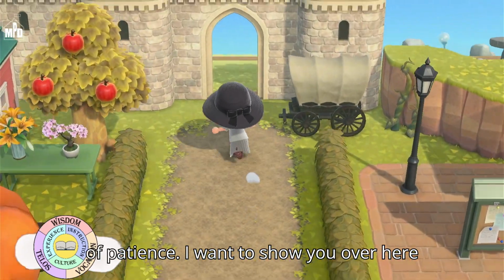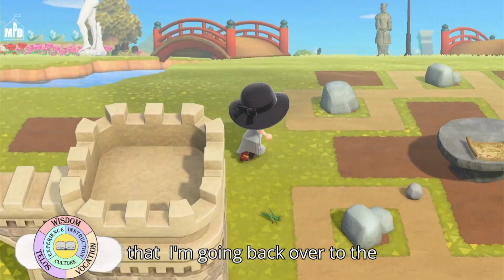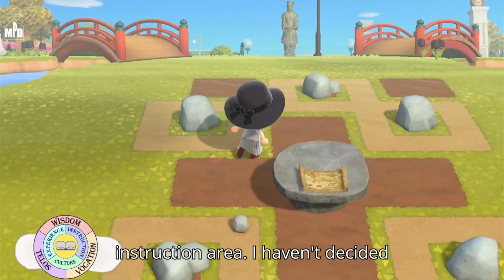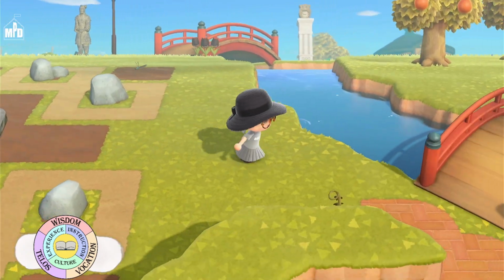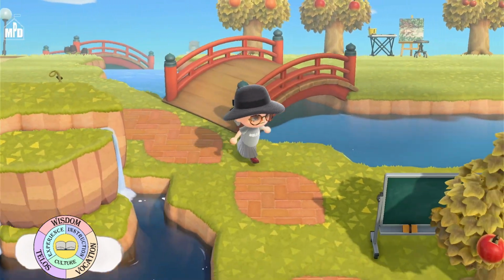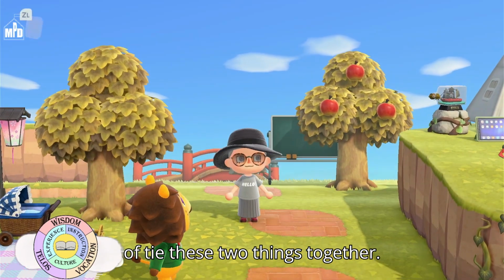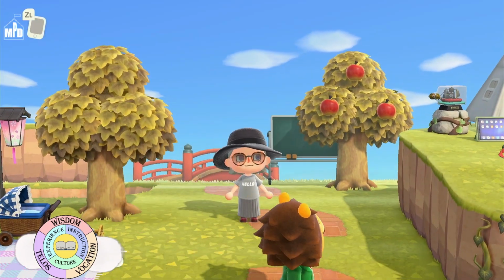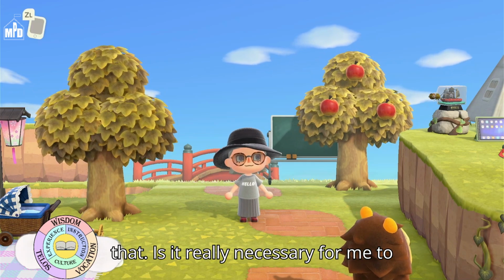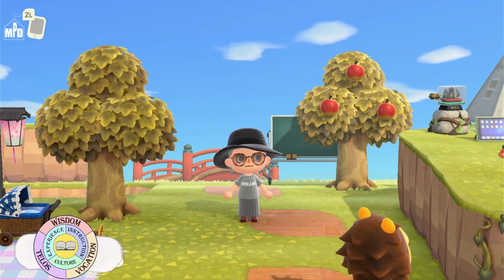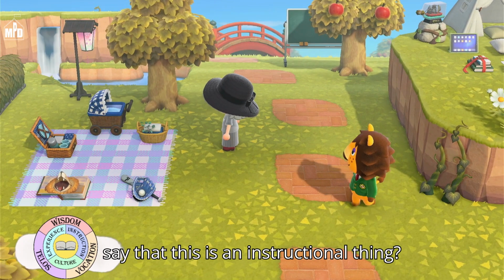I want to show you over here that I'm going back over to the instruction area. I haven't decided whether I'm going to put a mannequin over there or not to kind of tie these two things together. I don't know yet. I'll have to think about that. Is it really necessary for me to say that this is an instructional thing?